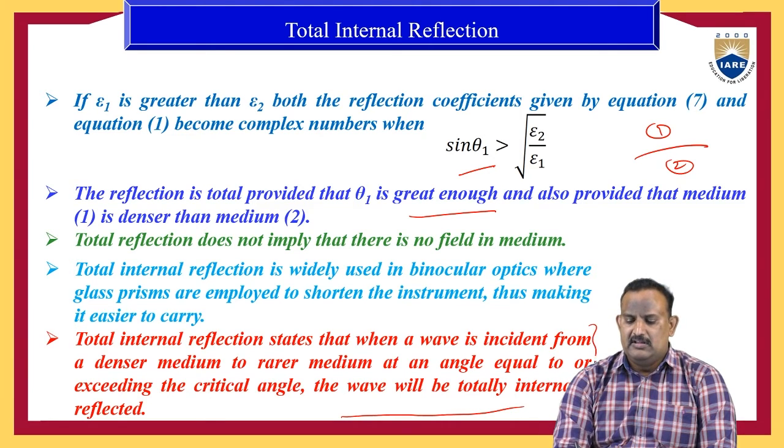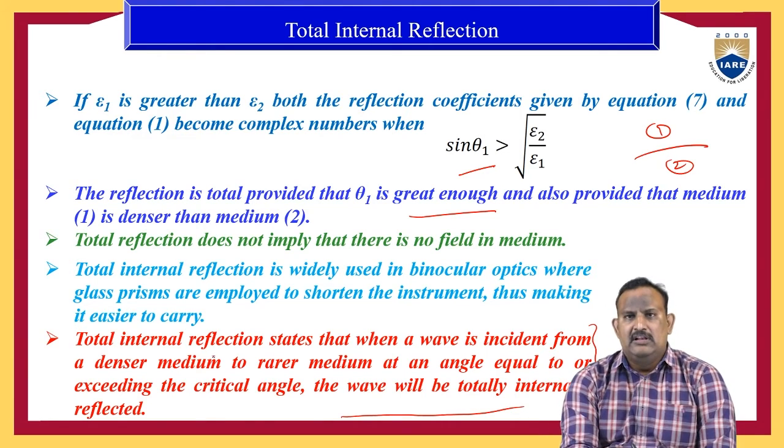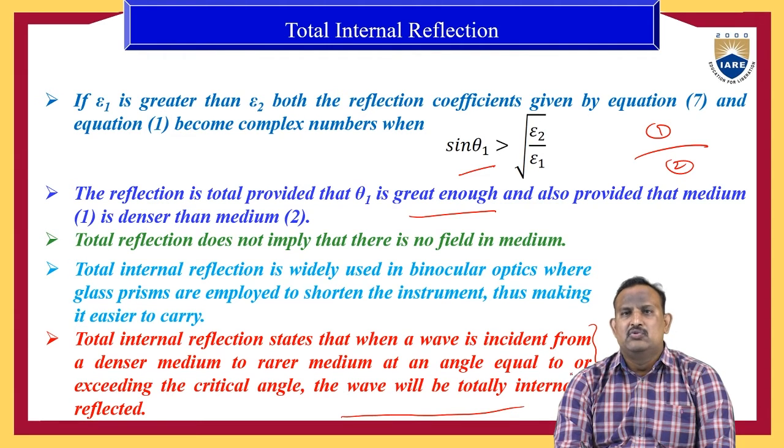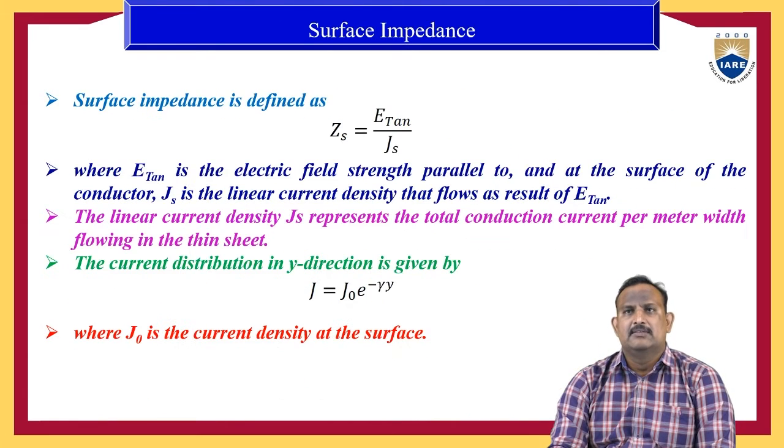So I repeat the definition once again. Total internal reflection states that when a wave is incident from a denser medium to the rarer medium at an angle equal to or exceeding the critical angle, the wave will be totally reflected. This is known as total internal reflection.